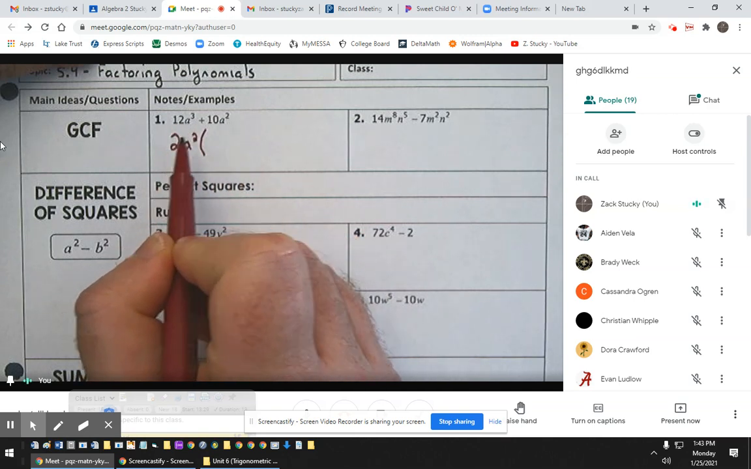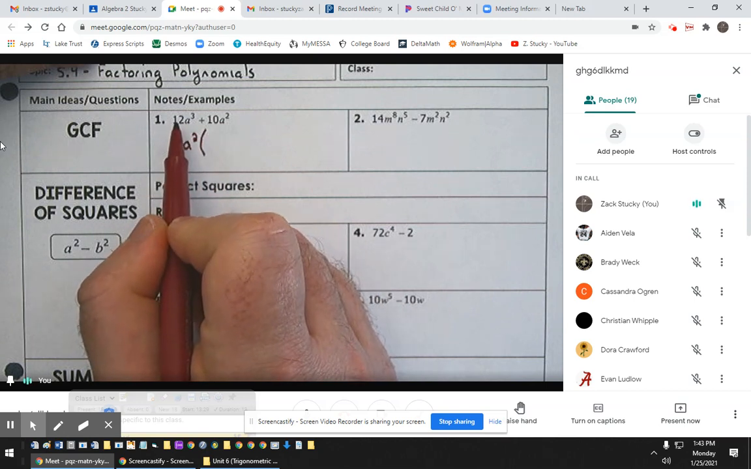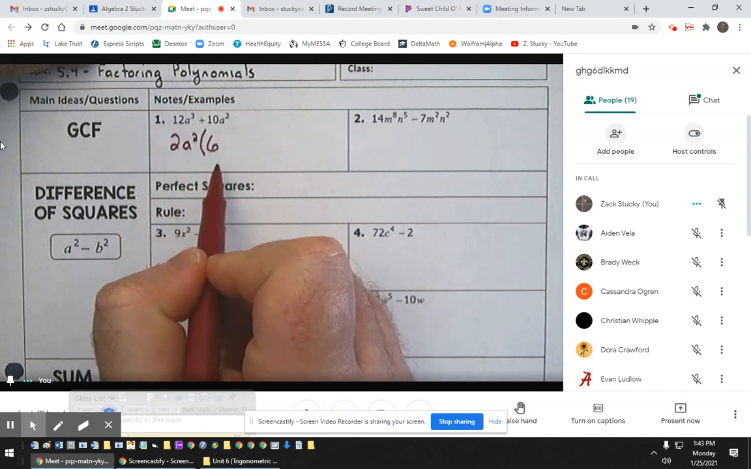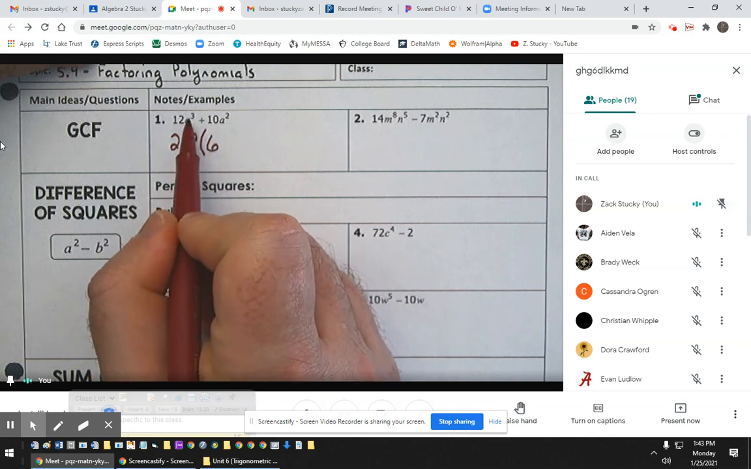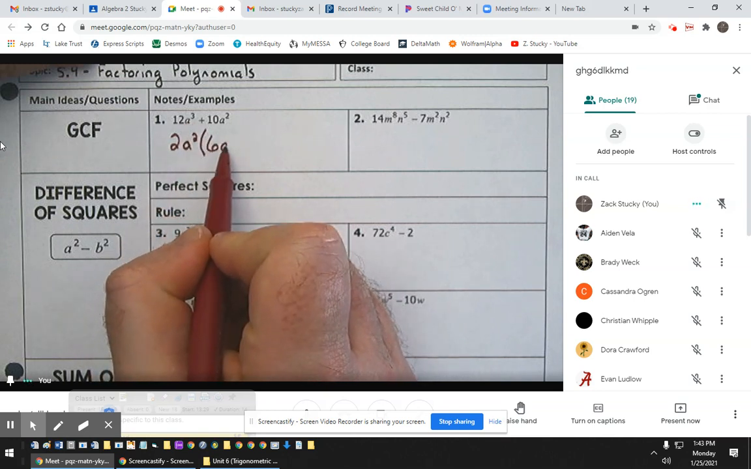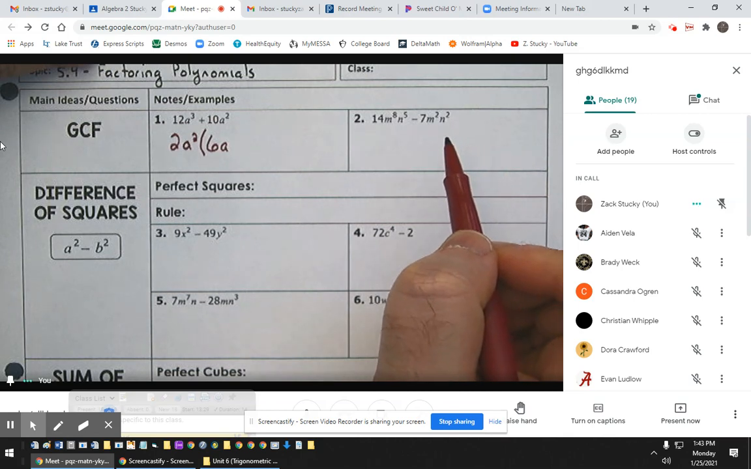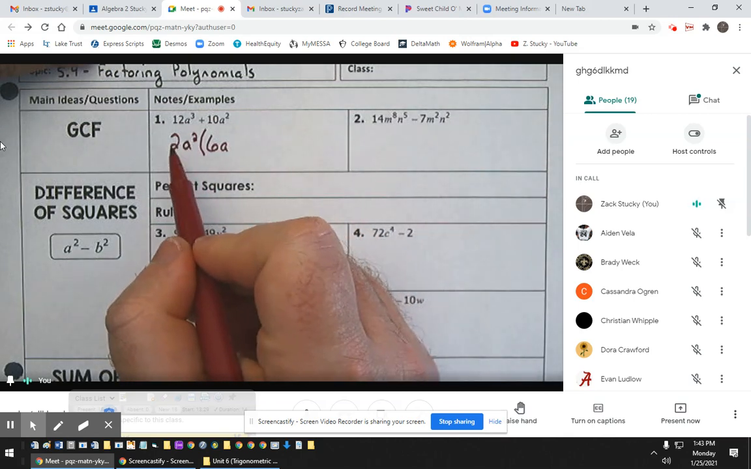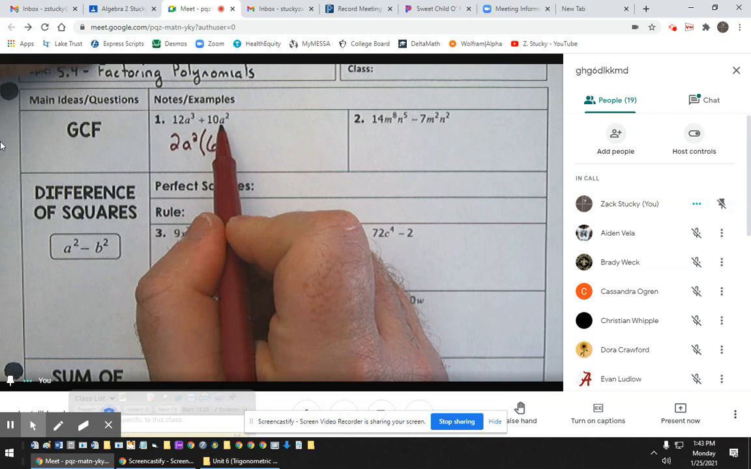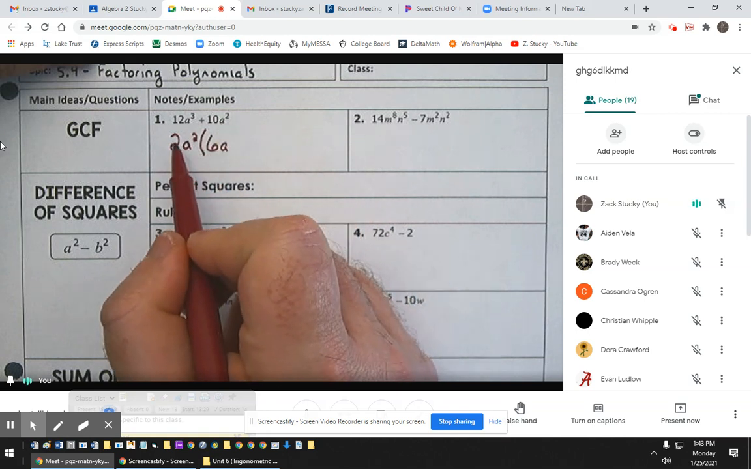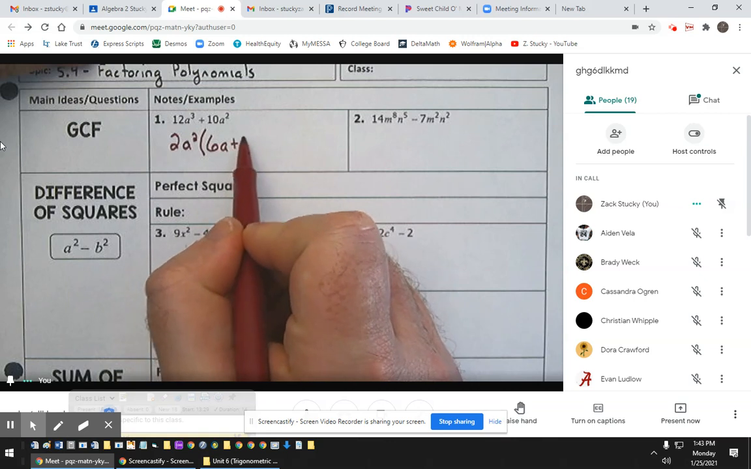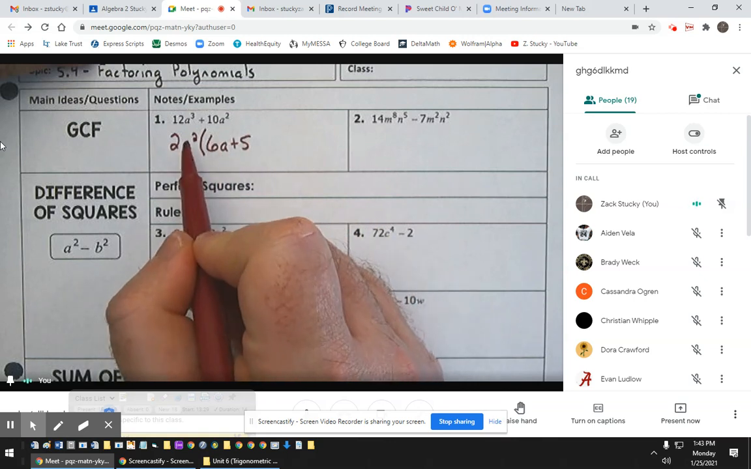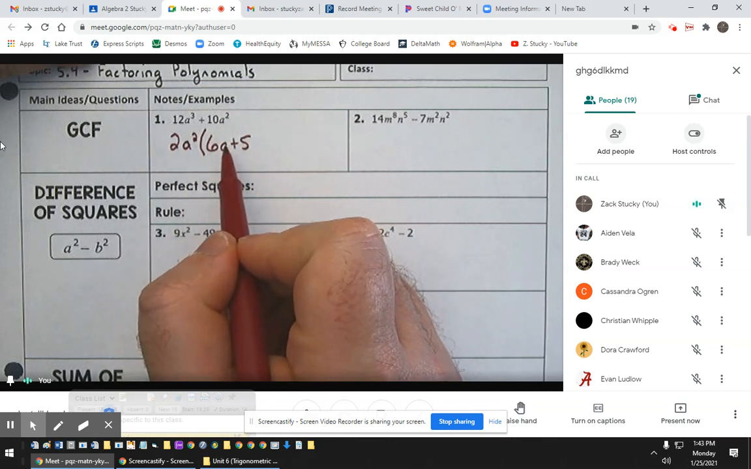Now here I'm going to look at what I have to build back what I had before. So for instance, 2 times what would build 12? 6. A to the second times how many more A's would build 3 A's? So I need another A. Then I do the same thing again to build back the 10A squared. So I've got the 2. I need to build a 10. So what do I need?